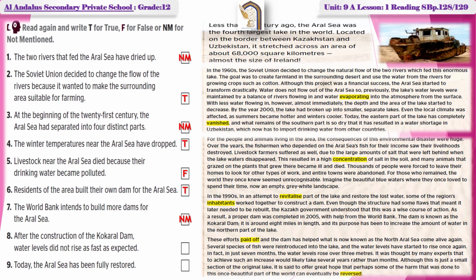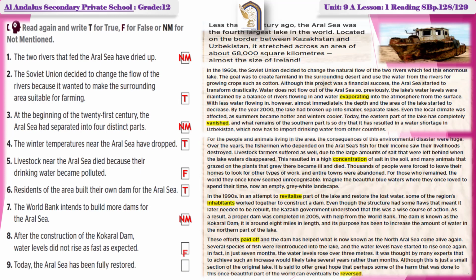That's nice, because the text mentions that the World Bank helped build the dam, but it didn't give information whether the World Bank intends to build more dams or not. Sentence 8. After the construction of Cockerell Dam, water levels did not rise as fast as expected. How can you guess? That's very nice.